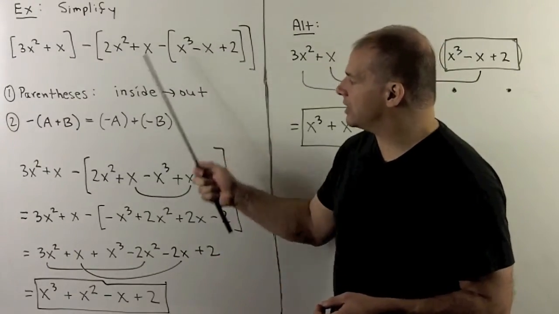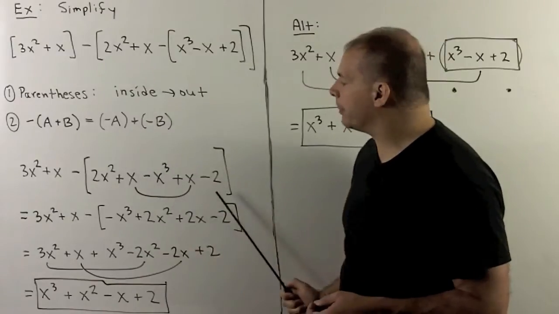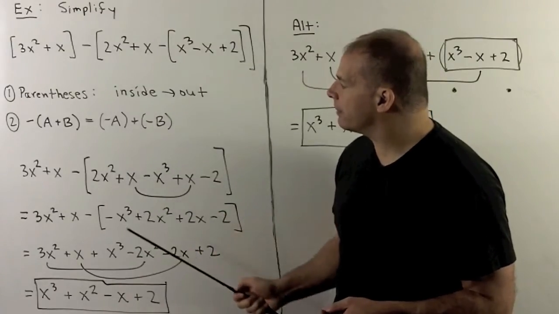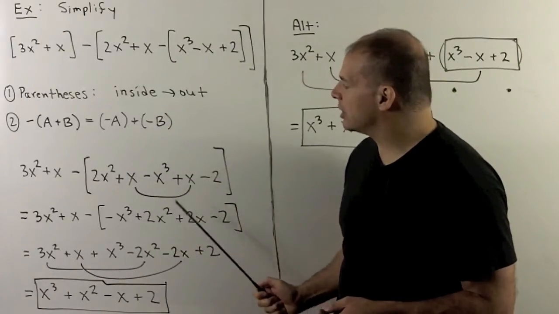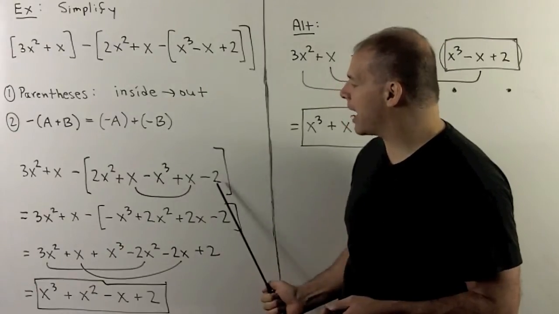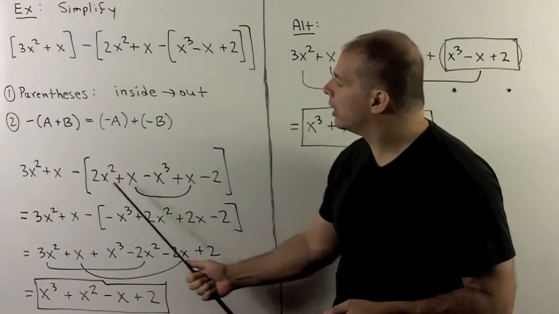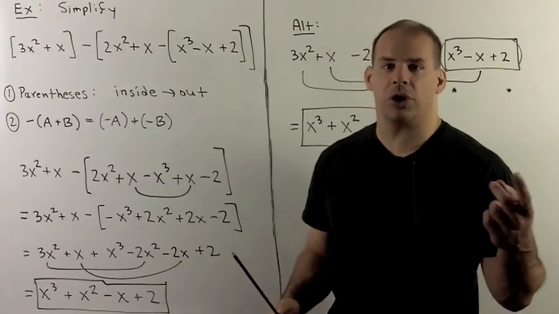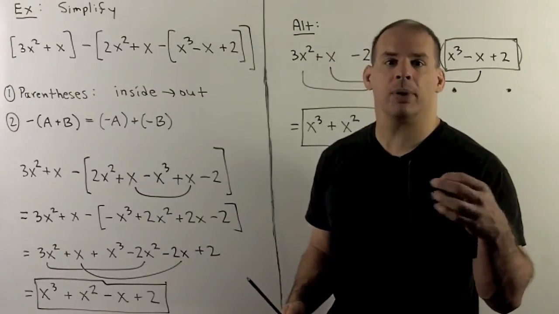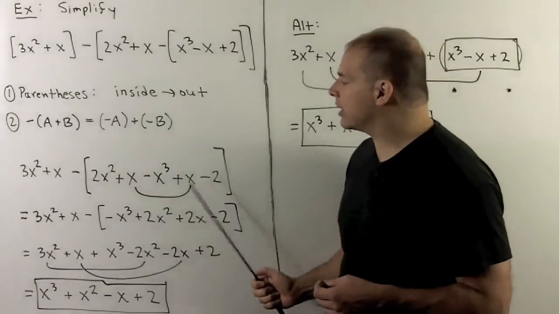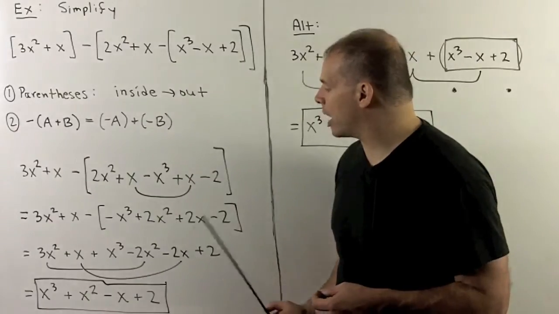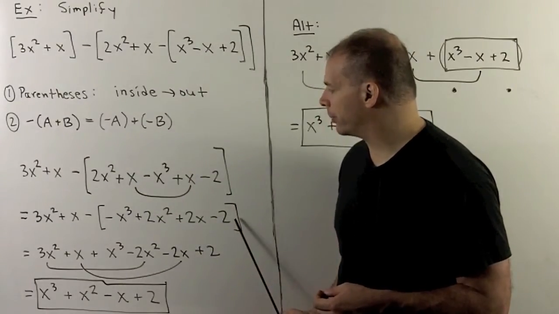Now, I see if we can simplify what's in here. 2x squared is by itself. This x goes with this x. We have a minus x cubed, and we have a minus 2. A good idea is to put our terms in descending order according to exponent. So that'll give me minus x cubed plus 2x squared plus 2x minus 2.